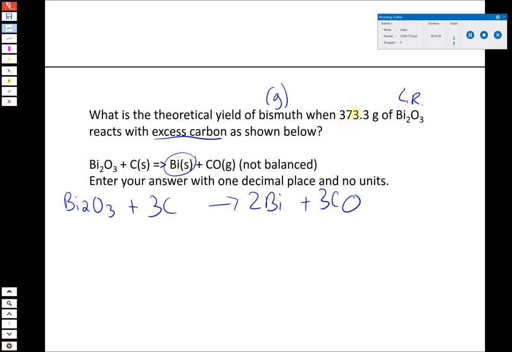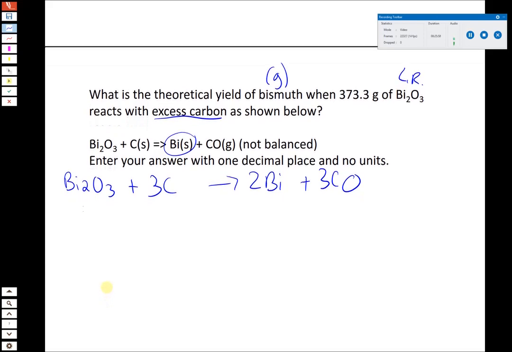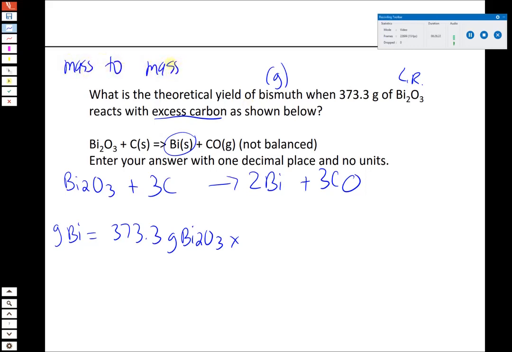And we have 373.3 grams of Bi2O3. So we're looking for grams of our product bismuth, starting with 373.3 grams of Bi2O3. And this is a mass to mass problem because we're given mass of a reactant, we're looking for mass of a product. So if we want to classify this, it's called mass to mass. And so we start with the mass of our reactant Bi2O3.